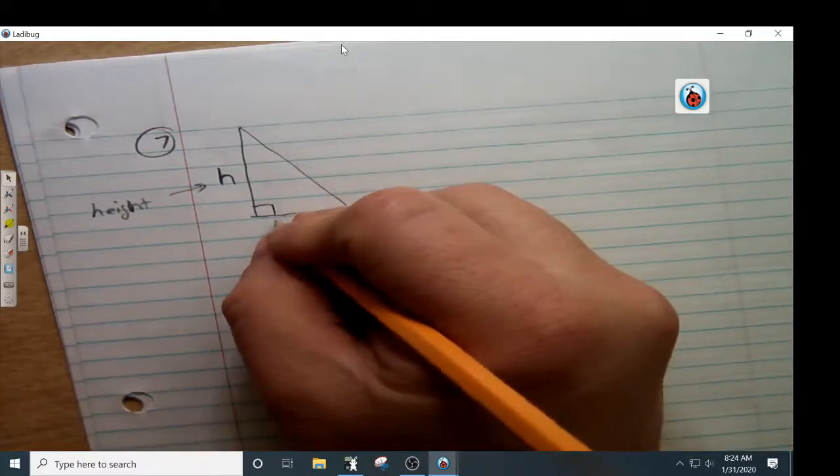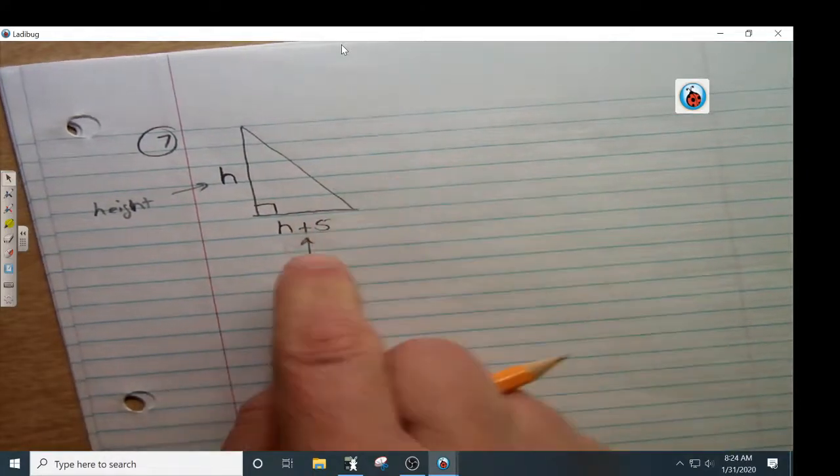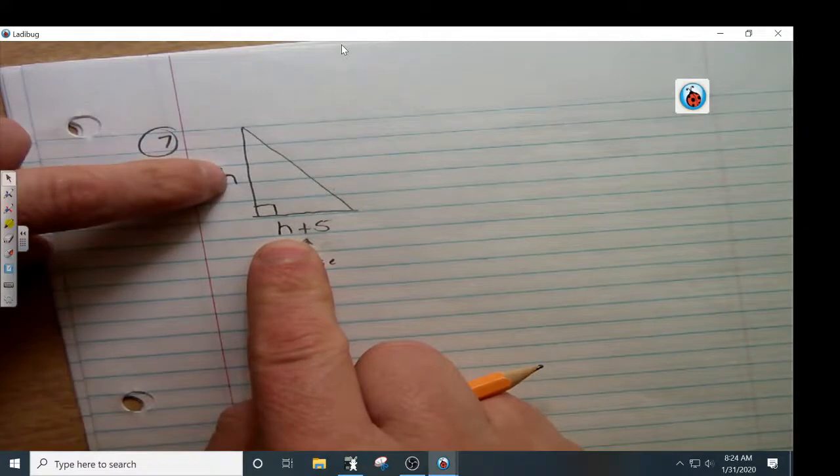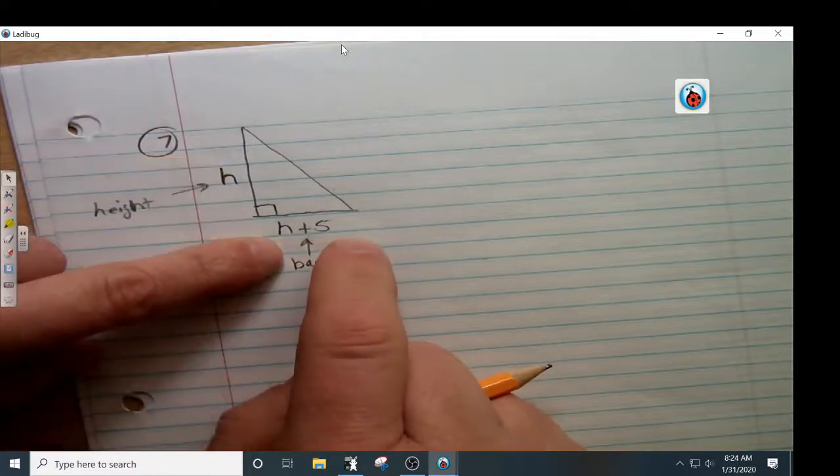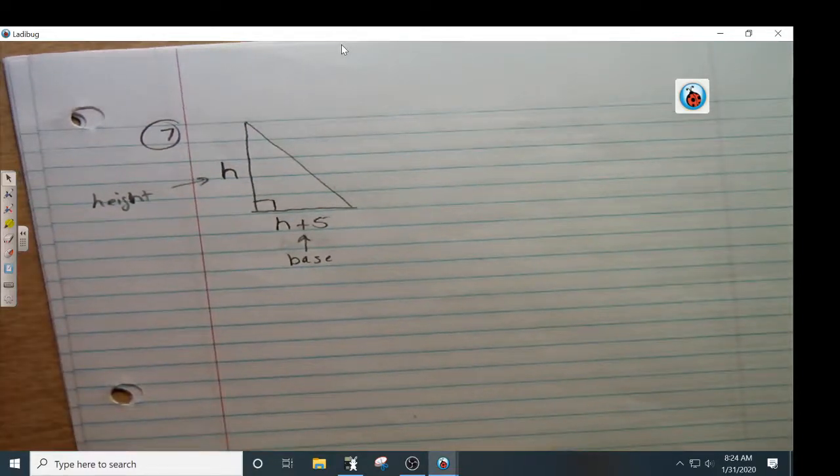All right. Now, guys, it says the base of the triangle is 5 feet longer than the height. So how do I show that? H plus 5, right? H plus 5. It's 5 feet longer than the height. If the height is H, it's just H plus 5 because it's 5 more than the height. Okay?